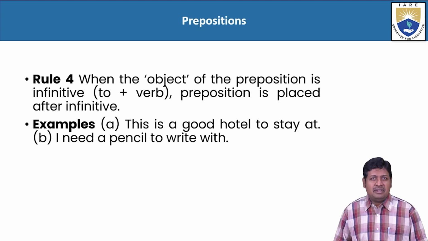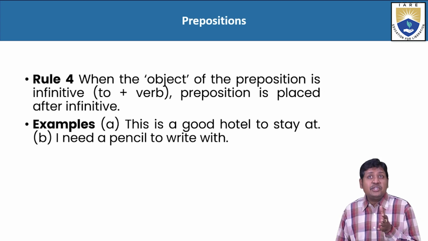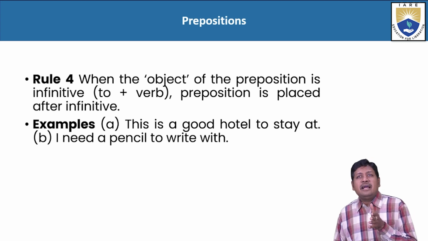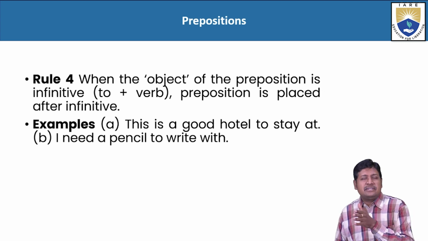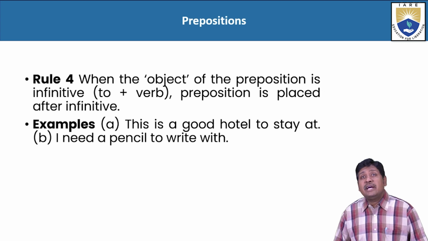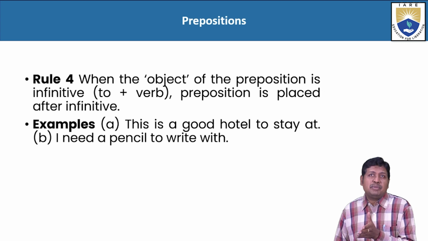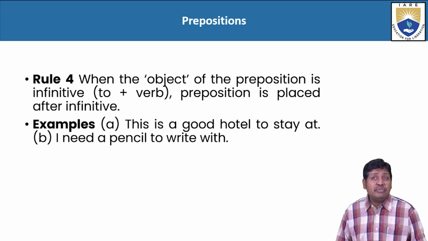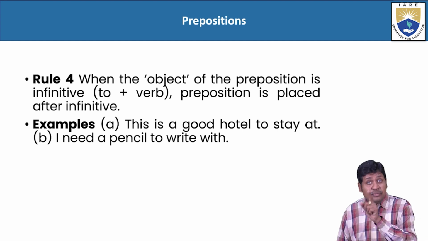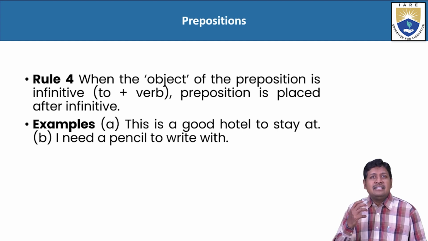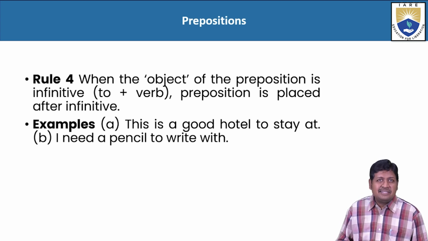Similarly, look at the other example. I need a pencil to write with. Pencil is the object of the preposition. Pencil to write with. So write is the verb, to is the infinitive here, with is the preposition. When the object of the preposition is an infinitive, the preposition is placed after the infinitive. And that is the preposition of manner, or preposition of instrument also we can say.